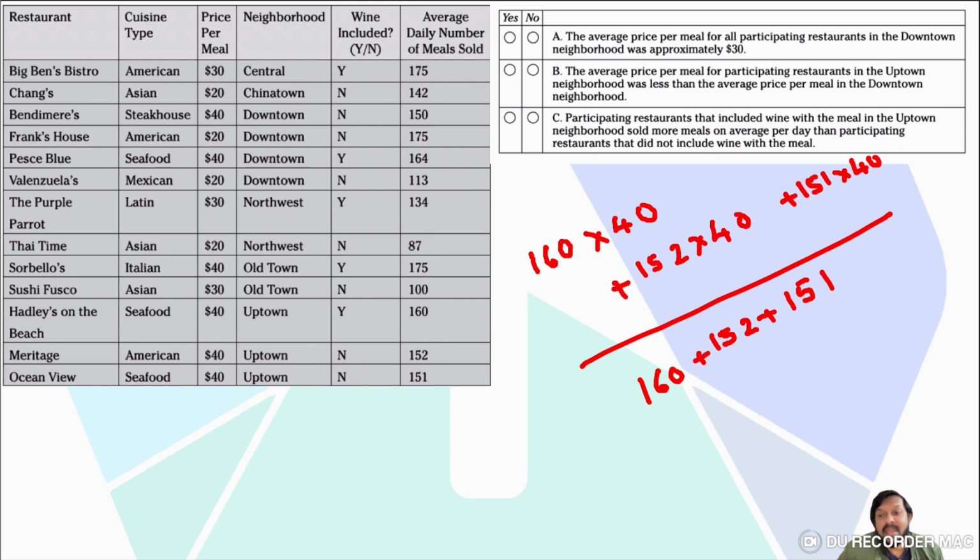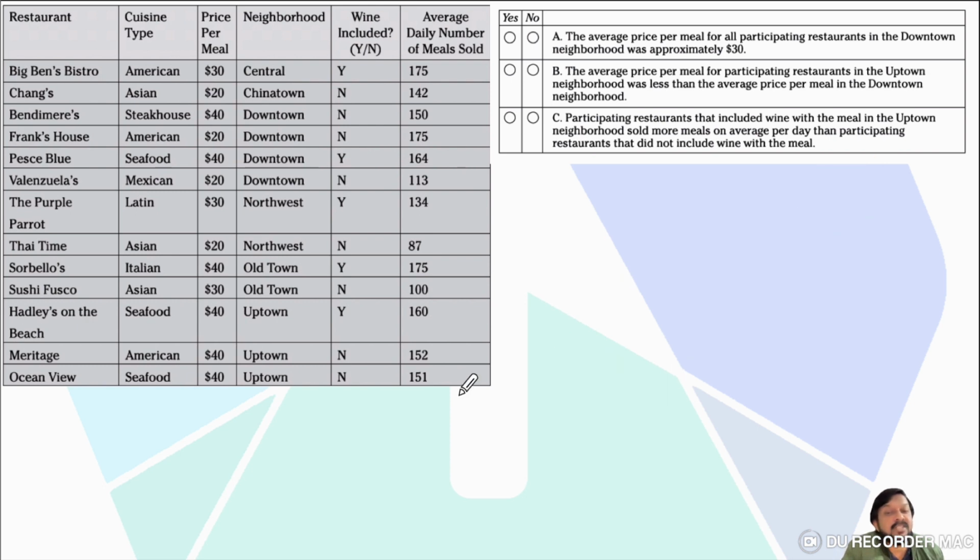Okay. And now coming to the last part: participating restaurants that included wine in the uptown neighborhood sold more meals on an average per day than participating restaurants that did not include wine with the meal. Now, we are talking about uptown, and there is only one restaurant which sells wine, and it is selling 160 daily meals on average. On the other hand, the uptown restaurants which do not sell wine are selling 152 and 151 meals on an average, and therefore very clearly the one selling wine is selling more meals on an average than the average of the two restaurants in uptown which do not sell wine.